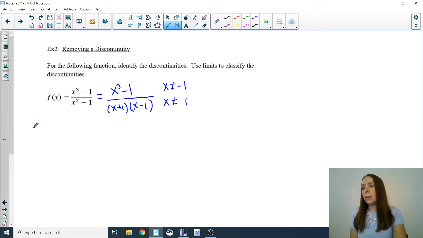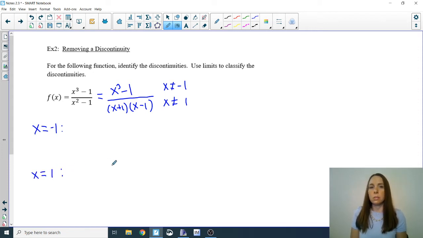Okay, but now let's do a little bit more. Let's talk about what's happening at each of these. What's happening at x equals -1? Let's see what's happening at x equals 1. And I actually think I'd like to do the x equals 1 point first, just because we've already seen one like that today. So how do I know what type of discontinuity I have? Well, I could do a little bit more with our equation. Namely, I could factor the numerator.